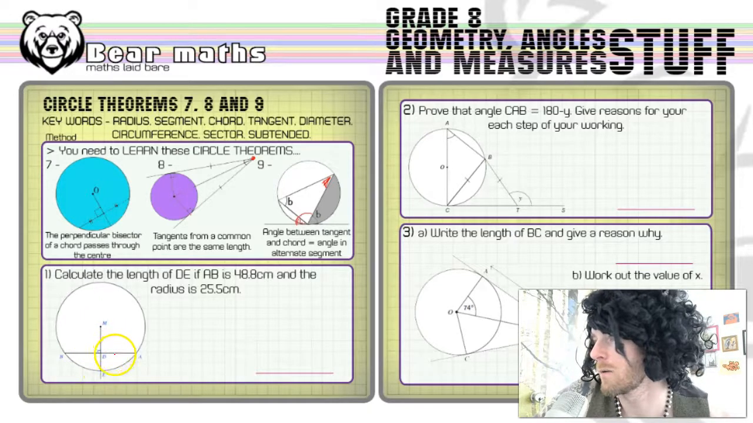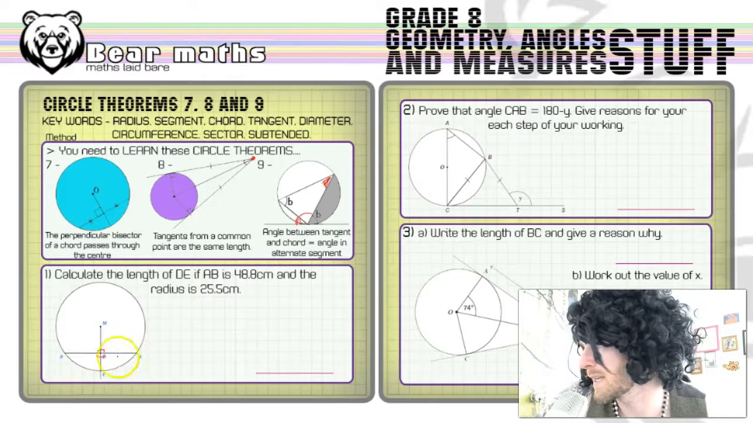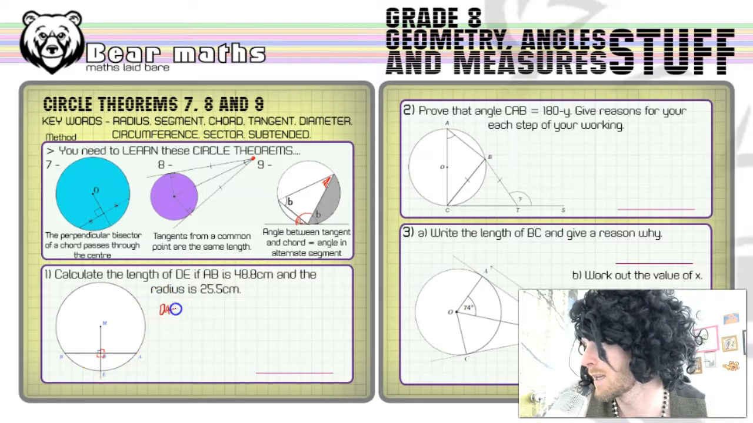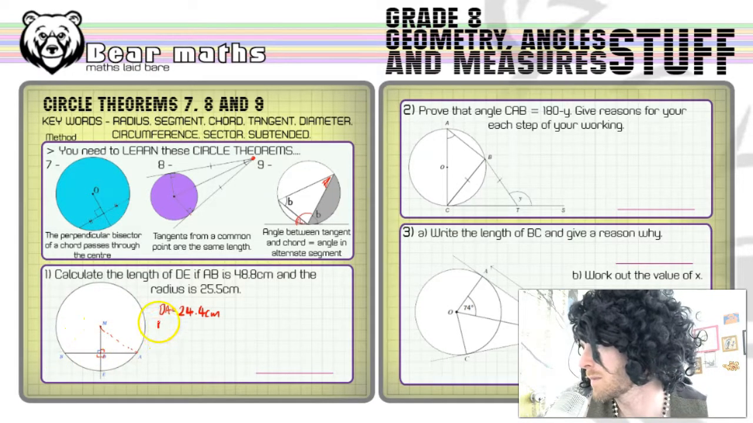So we are going to know for certain that there's a right angle here. There's also a right angle here and a right angle here and a right angle here. We know that this distance here to here is half of 48.8, so 24.4 is what this D to A is. So I'm going to write down D to A equals 24.4 centimeters. We know the radius M to A, we could use B to M if we wanted, but I'm going to use M to A equals 25.5 centimeters.